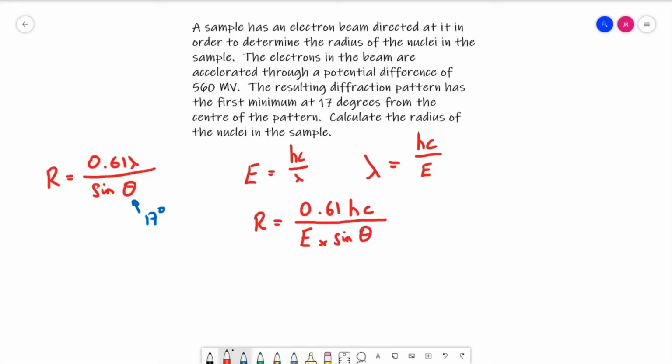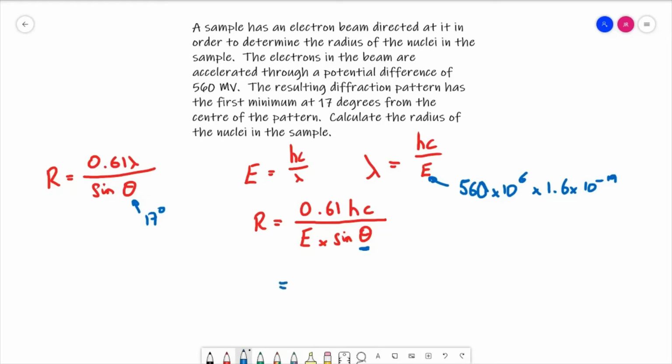Now in order to calculate E, we've got the acceleration potential, so we've got 560 mega electron volts, so 560 times 10 to the 6, sorry, times 10 to the 6, not times 10 to the minus 6. And we need to multiply that by 1.6 times 10 to the minus 19 to go from the definition of electron volts and convert that into joules. Obviously, remember at this point, if you have been doing circular motion work or something like that, make sure that for theta your calculator is set to degrees before you plug this in.